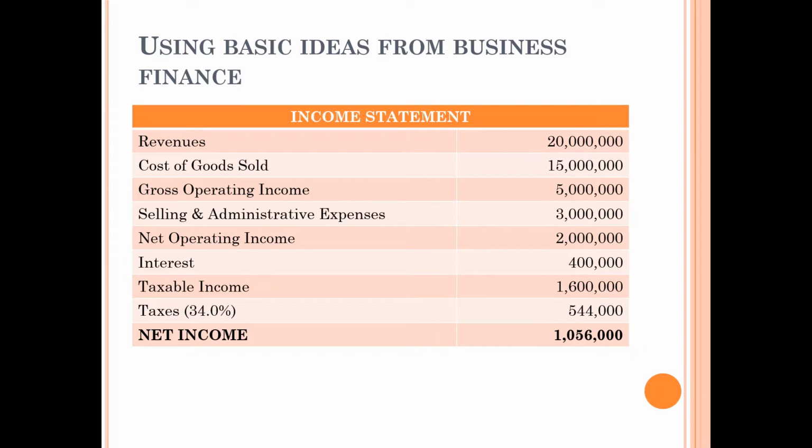Income statement. We have here a sample income statement for our discussion. We have revenues or sales, less cost of goods sold or COGS. The difference is the gross operating income. We then again deduct the selling and administrative expenses. We arrive at the net operating income. We deduct the interest and arrive at the taxable income. And of course, we deduct the taxes which are due for the government. At the bottom line, we arrive at the net income or profit, the very goal of all businesses.